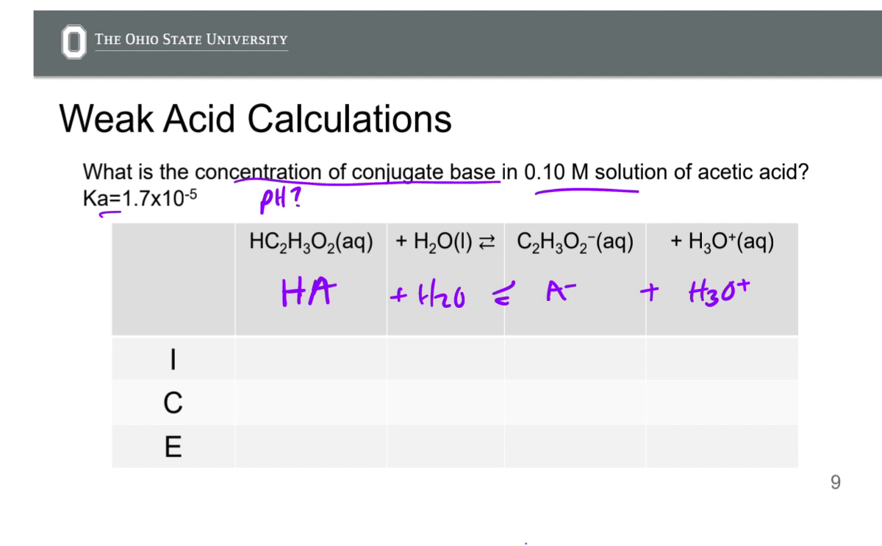We don't know any equilibrium concentrations. We know what we put into solution. So we have 0.1 molar, and again, remember to use concentration in your ice tables. So 0.1 molar HA. We're not going to worry about water, so pure liquid. There are no initial concentrations of conjugate base, A minus, or H3O plus in these solutions. So we're going to have 0 in our initial lines for A minus and H3O plus.